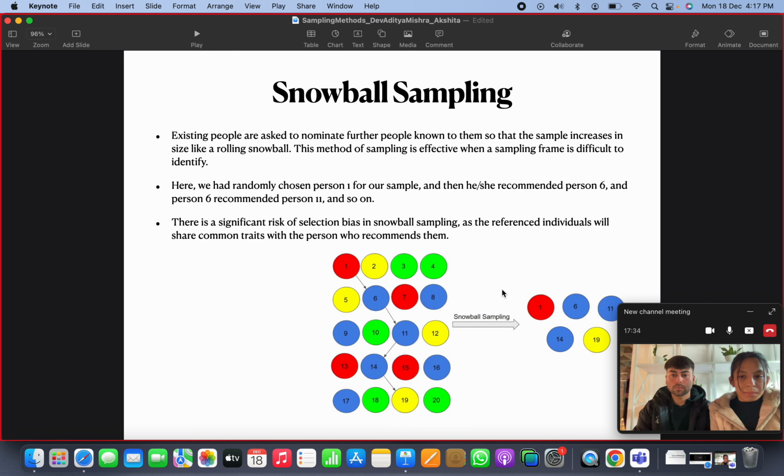In snowball sampling, existing people are asked to nominate further people known to them. Suppose I nominate 1, then 1 nominates 6, 6 nominates 11, 11 nominates 14, and 14 nominates 19. In this type of sampling, there is a significant risk of selection bias, as we may select a population with similar characteristics, because 1 will select someone with the same characteristics as 6, and 6 will select 11 because of the same characteristics.